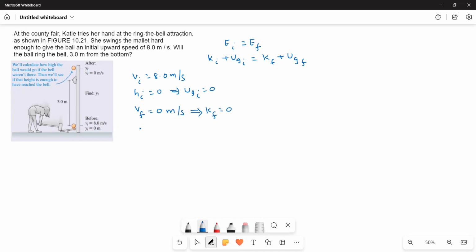Okay. And then we have to find out the final height. So here we are left with Ki is equal to UGf, because the other two terms UGi and Kf become 0. What is Ki? Ki is equal to half m vi square, and UGf is equal to m g hf. Okay, hf we have to find out. Now mass cancels out in the equation, and hf is equal to vi square by 2g.